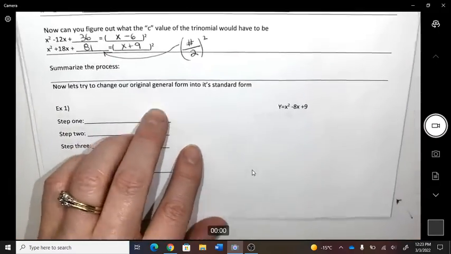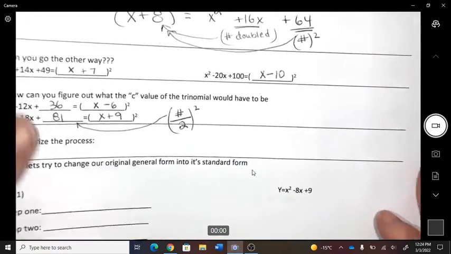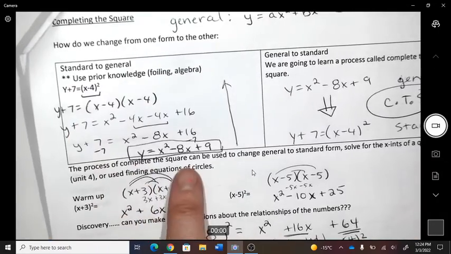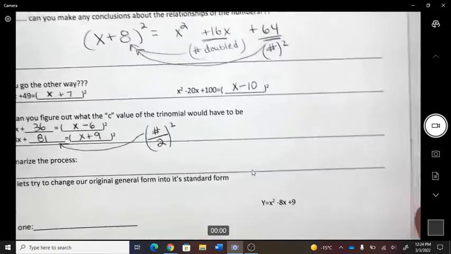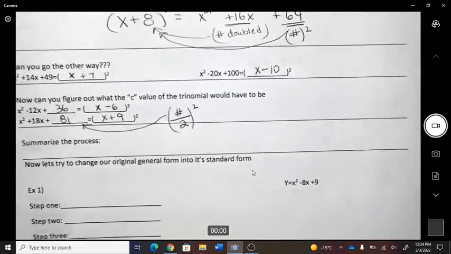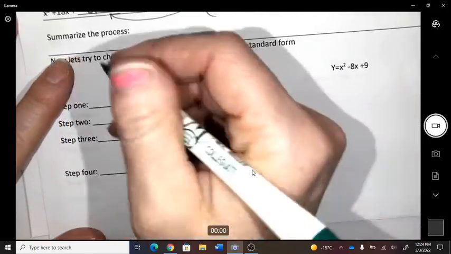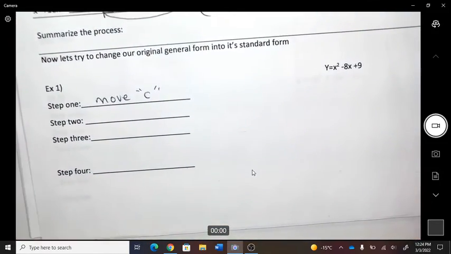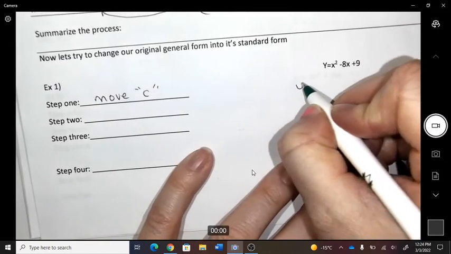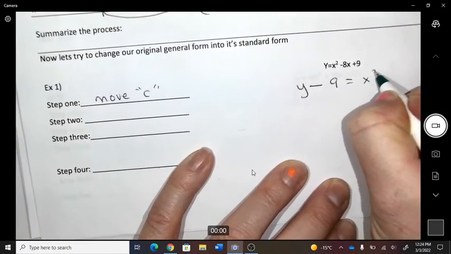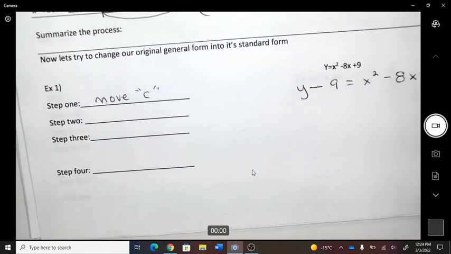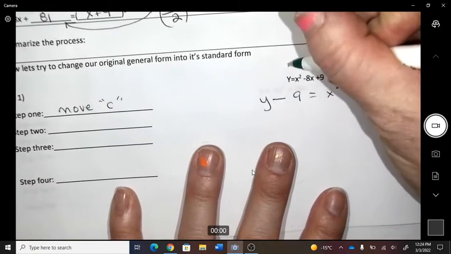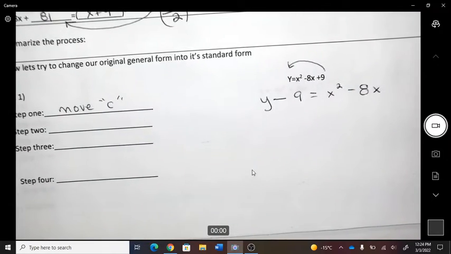Okay, we're ready to do it now. So here's the same one we had from above. Remember, this question, we know what the answer is. So we already know what the answer is, so let's see how to get it. Step 1. Move the C number. Okay, so that's me moving the C. I have to get rid of that number at the end. I don't like it there.